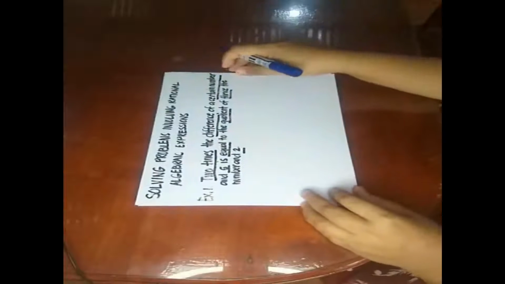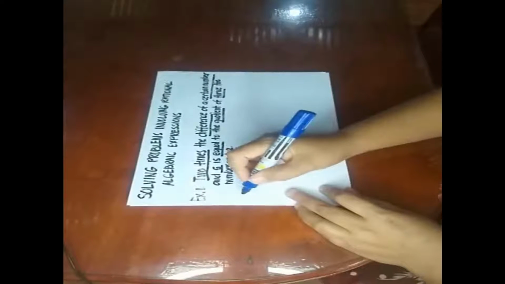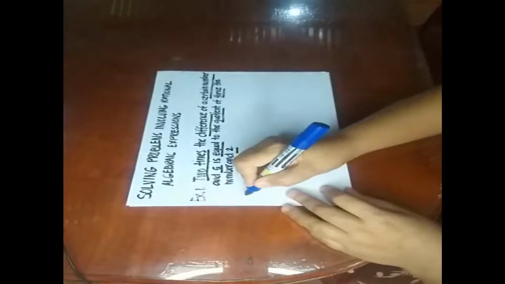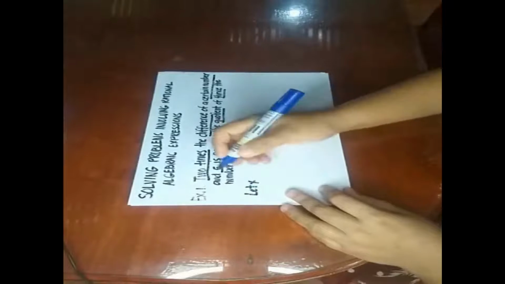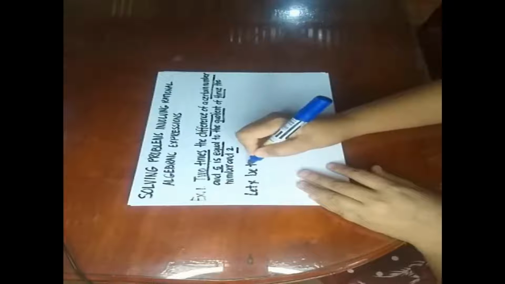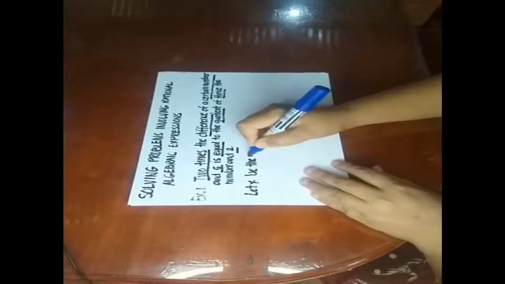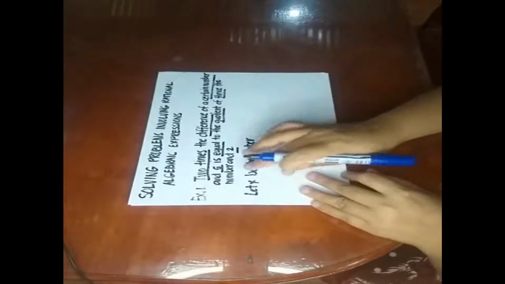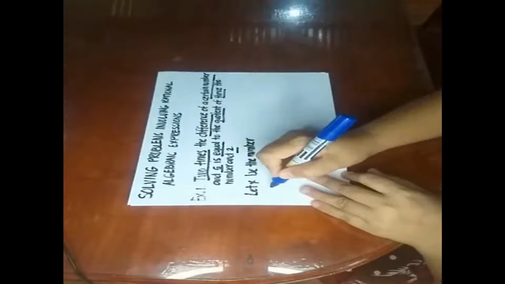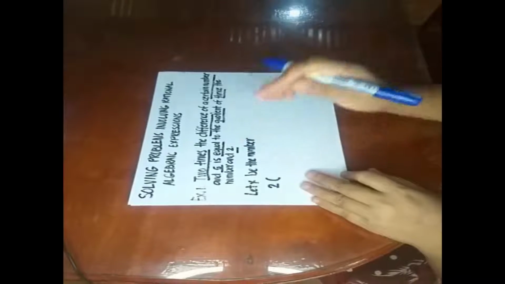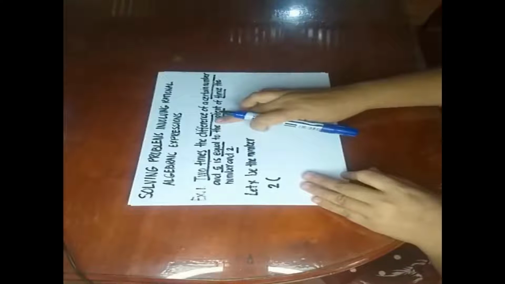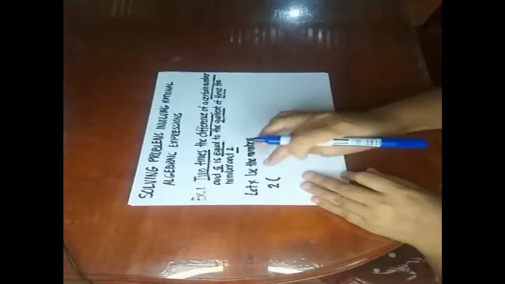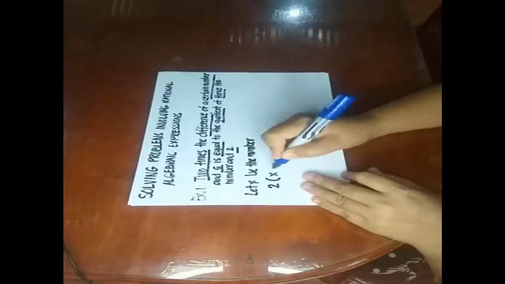Okay, so translate. First, you have to represent a certain number. So let x be the number. Now translate the problem. 2 times the difference, subtract of a number and 5. The number that we represented earlier is x. So, x minus 5.